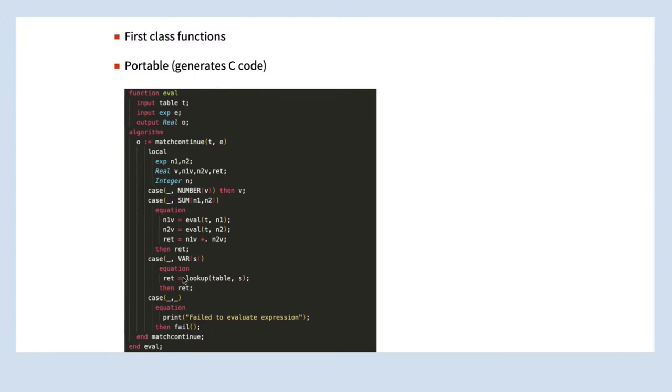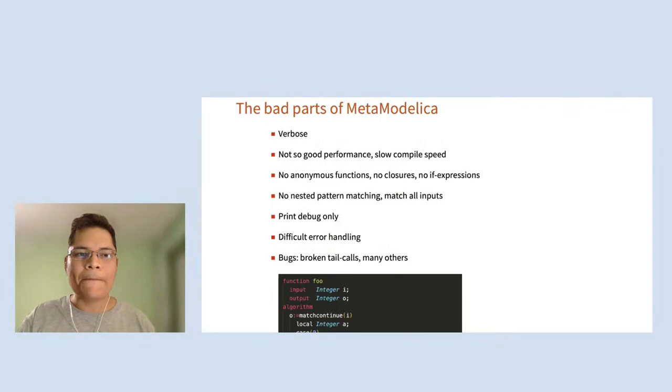And the last case, we have it here, because if something fails, for example the lookup here, this construct that was widely used in MetaModelica, called match continue, will behave as if the lookup failed and it will continue to the next case. And if it matches, it's going to execute that one. In this case, we are going to print an error and then just return a failure that will be propagated to the caller of the function.